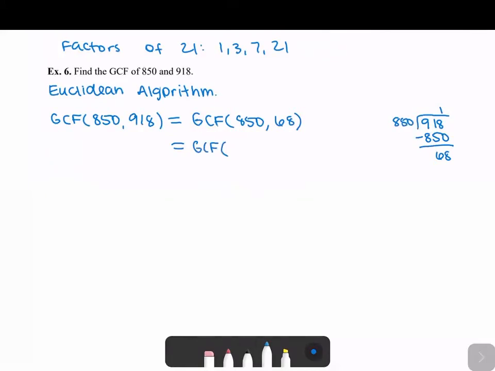So we divide again. Now we do 850 divided by 68. 68 goes into 85 once, with a remainder of 17. We bring down the 0. 68 goes into 170 twice, with a remainder of 34. So this becomes the GCF of 68 and 34. So again, we can repeat this division process.